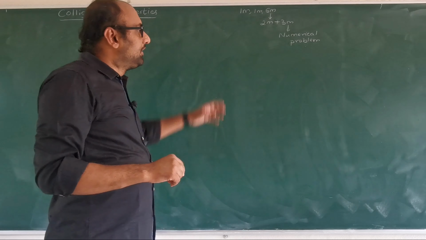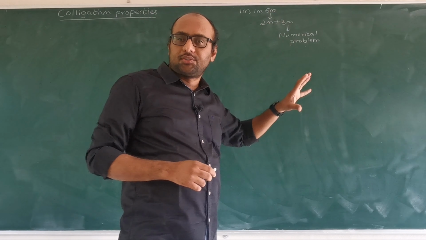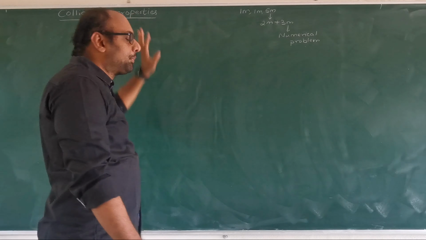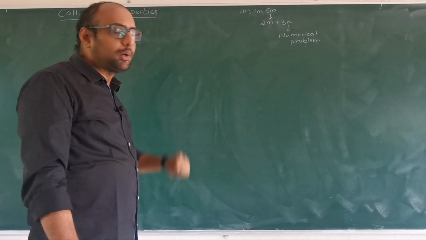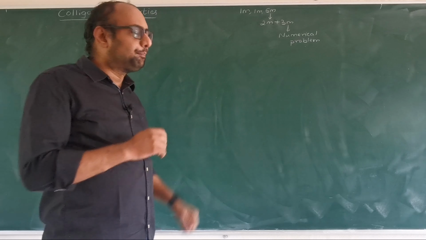The 3 marks question is a numerical problem. It is a fixed question. Every year it is asked. This numerical problem will be based on colligative properties. There are 4 colligative properties, so the numerical problem will come out of one of them.